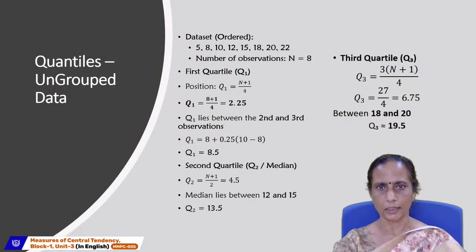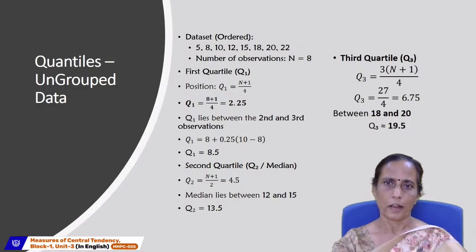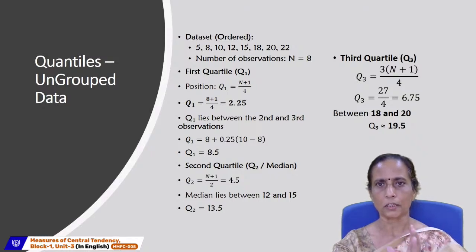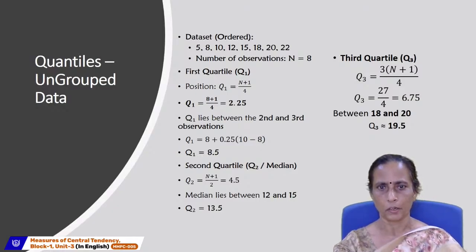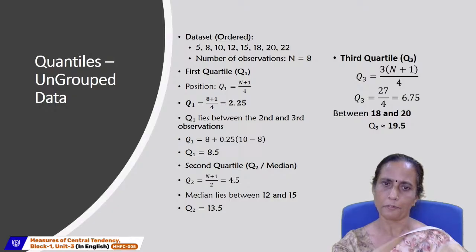So if my data set is like this, I have ordered this data set like 5, 8, 10, 12, 15, 18, 20 and 22. That is in a specific ascending order. And the number of observations that I have taken is 8. So the position of my first quartile will be (8 plus 1) by 4, that is equal to 2.25. So my quartile 1 lies between the second and third observation, that is 8 and 10. So 8 plus 0.25 into (10 minus 8), that is equal to 8.5, is my first quartile.